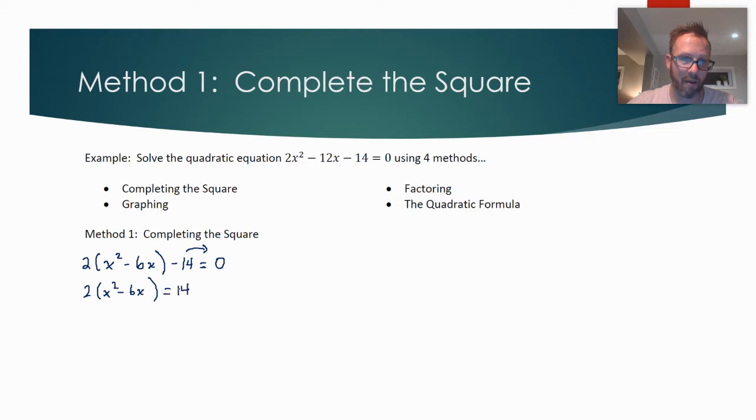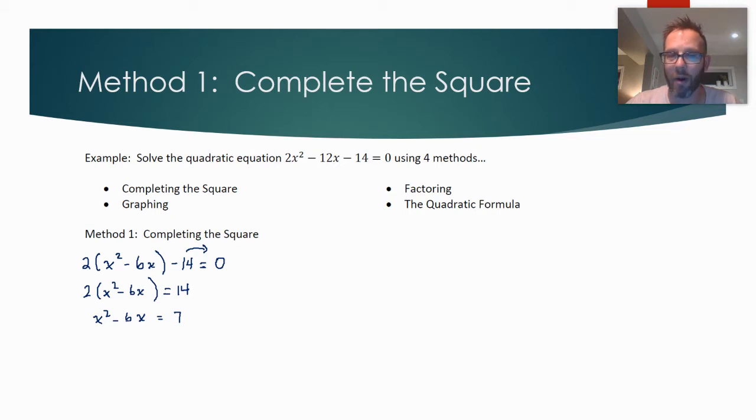And then you can divide by 2. So you get x squared minus 6x equals 7, just to make the numbers a bit more manageable. And if you recall, when we complete the square, we want to make a perfect square trinomial. So we do that by dividing the x term in half and squaring it.